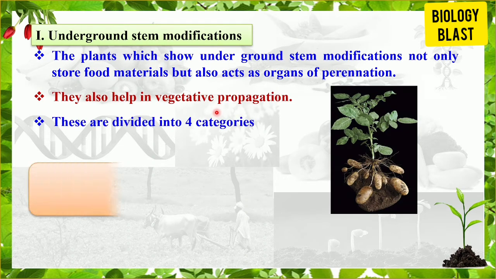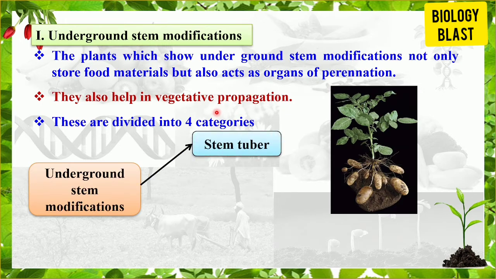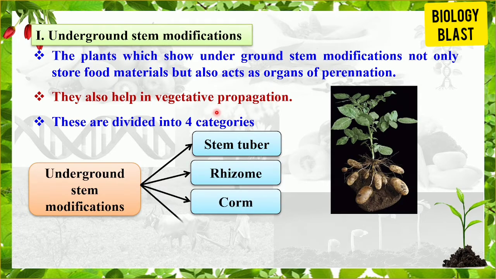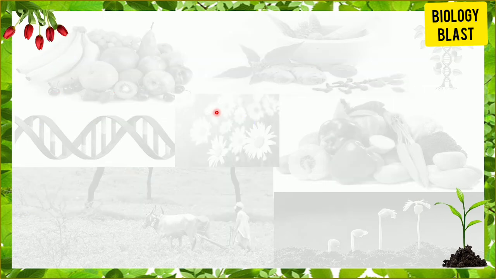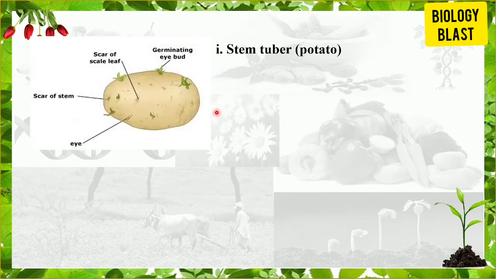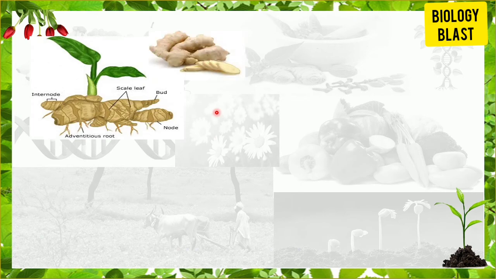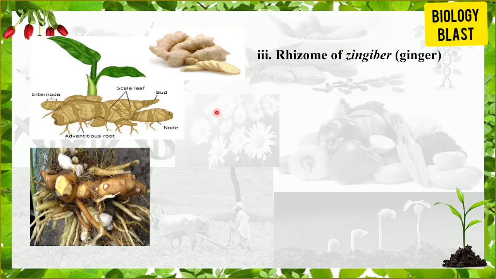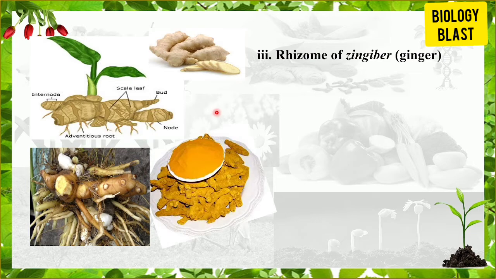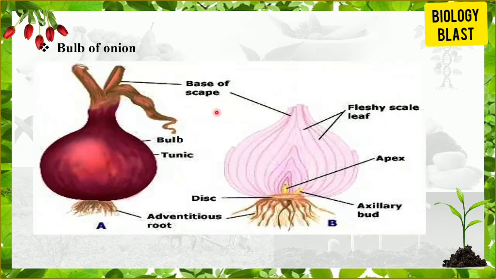These are divided into four categories of underground stem modification. Number 1, stem tuber. Number 2, rhizome. Number 3, corm. And last, bulb. First, stem tuber, example potato. Corm of Colocasia. Next, rhizome of ginger, rhizome of Curcuma longa, meaning turmeric, and bulb of onion.